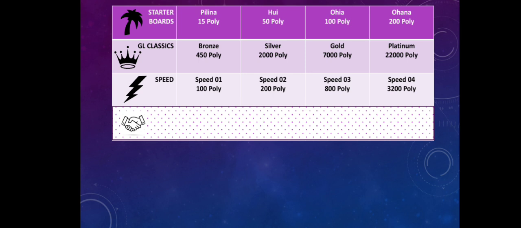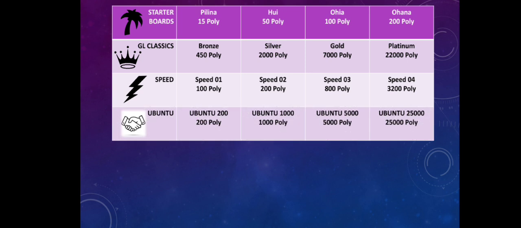Then we have the speed boards. There is a 100 poly speed board, 200 poly, 800 poly, and 3,200 poly speed board. They are represented by the lightning flash on the dashboard. Then we have the Ubuntu boards. Shaking hands shows exactly what Gift of Legacy and Ubuntu is all about. It's about sharing. And on GL Smart, the Ubuntu boards are the Ubuntu 200 poly, Ubuntu 1000 poly, Ubuntu 5000 poly, and the Ubuntu 25,000 poly.